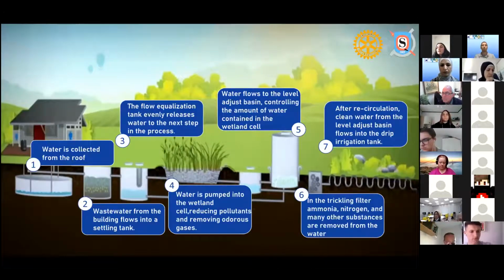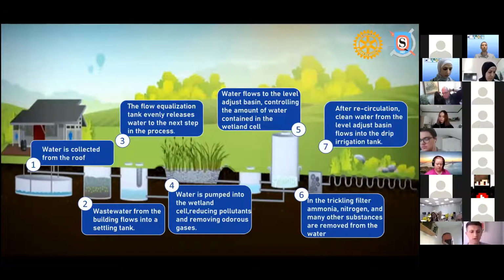So the water is collected from the roof of the house and it's stored in an underground cistern beneath it. This water will serve to flush the toilets, and then the wastewater that comes from the house will flow into the settling tank where the solids will settle as sludge, while the remaining part of wastewater will flow into the flow equalization tank.